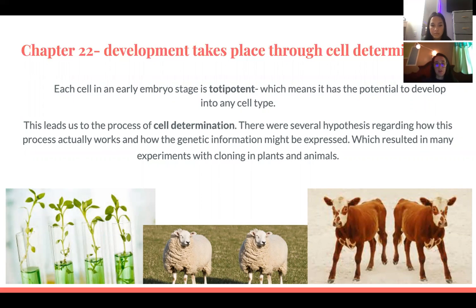There were several hypotheses regarding how this process actually worked and how the genetic information might be expressed, which resulted in many experiments with cloning in plants and animals. Every multicellular organism begins life as a unicellular fertilized egg. This single-celled zygote undergoes repeated cell division, eventually producing millions or trillions of cells that ultimately create a complete adult organism.